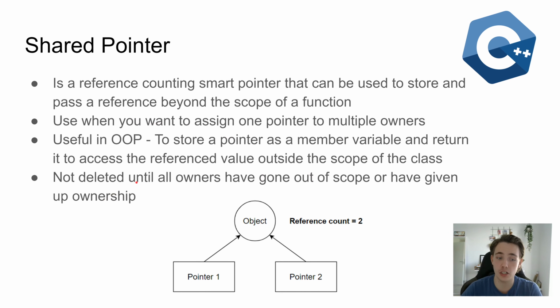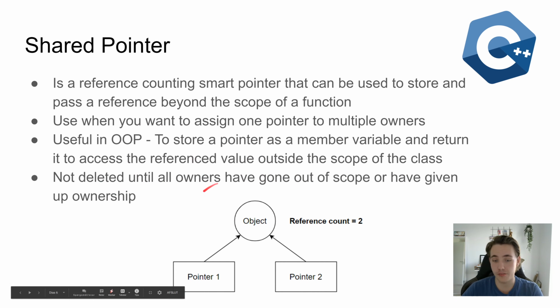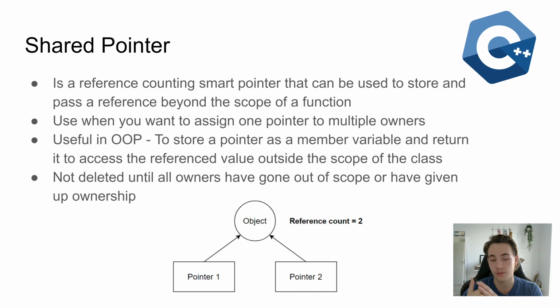And the shared pointer is not deleted until all owners have gone out of scope or have given up the ownership of the object. So we could have pointers that are not deleted, or owners of that object or pointer, and it will still be deleted because the owner has given up its ownership of that object.